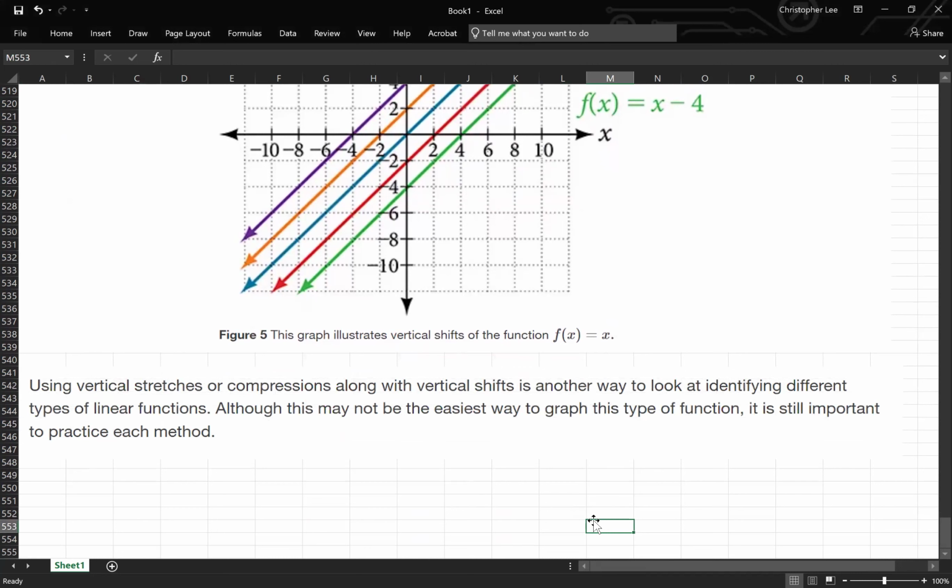So using vertical stretches or compression along with vertical shifts is another way to look at identifying different types of linear functions. Although it may not be the easiest way to graph this type of function, it is still important to practice each method. Okay?